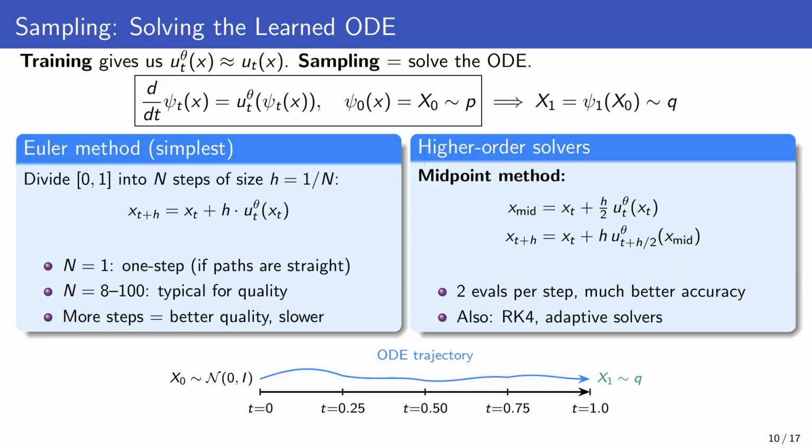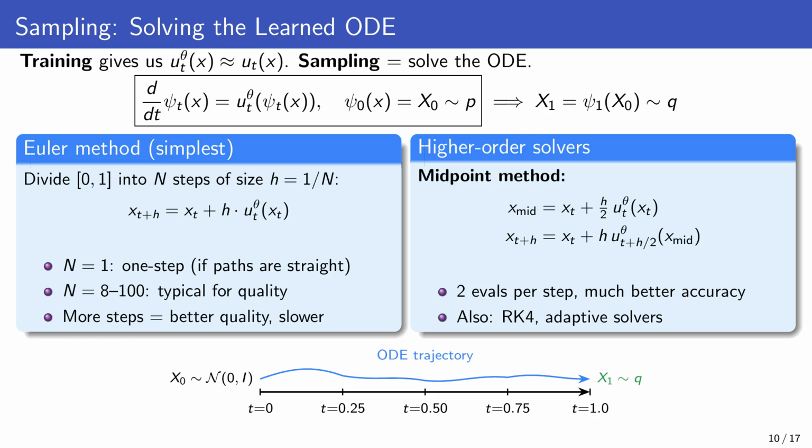Once training is complete, we have a neural network, u_t^theta of x, that approximates the marginal velocity field. To generate samples, we solve the ODE defined by this learned velocity. The procedure is: start from a random noise point, x0, sampled from the source distribution, typically a standard Gaussian. Then integrate the ODE from t equals 0 to t equals 1 using the learned velocity field. The endpoint x1 is our generated sample.